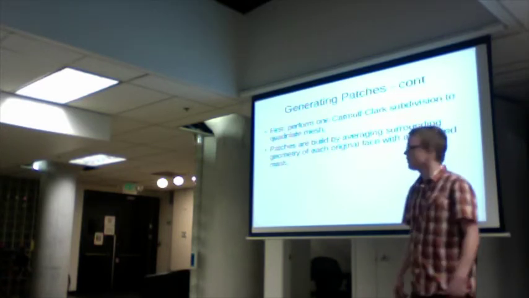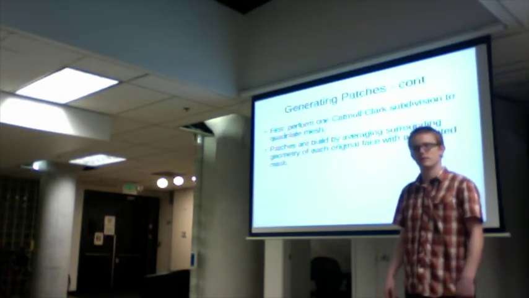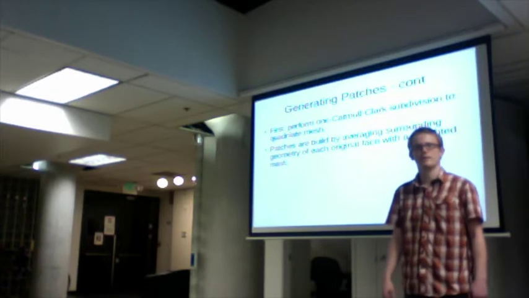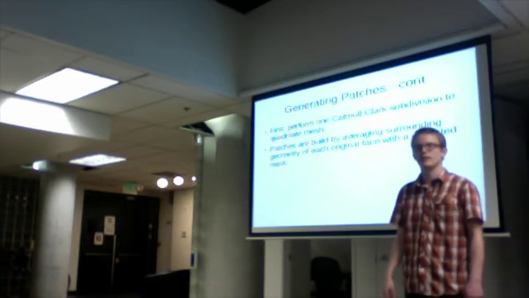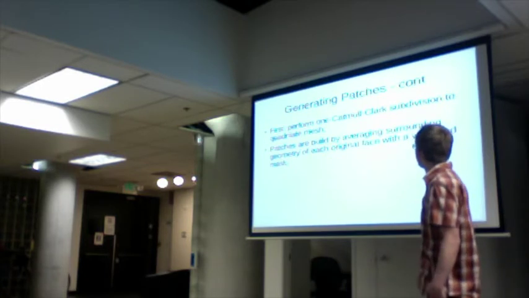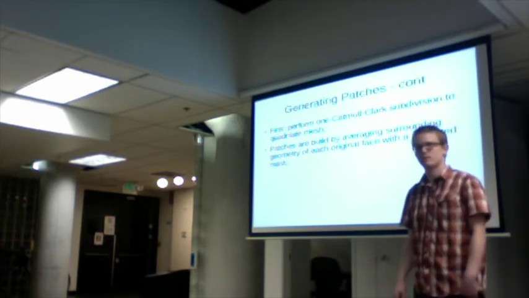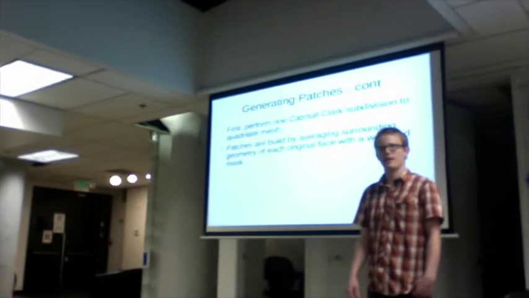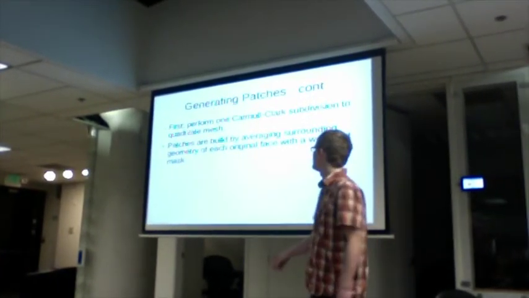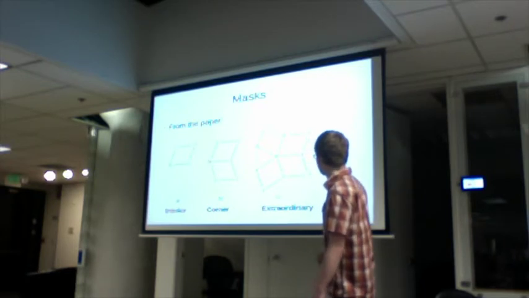And so to start, I do one subdivision and smoothing step, so basically to quadrilate the mesh so that there's only quads, because we're going to be generating quad patches. And then each patch is based on applying a weight map to a section of the topology.